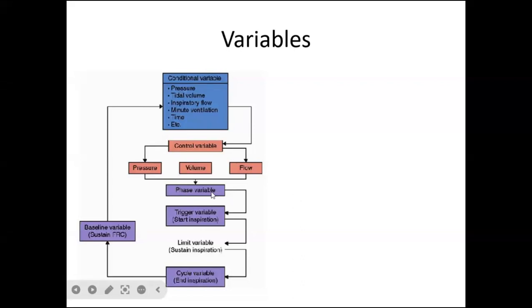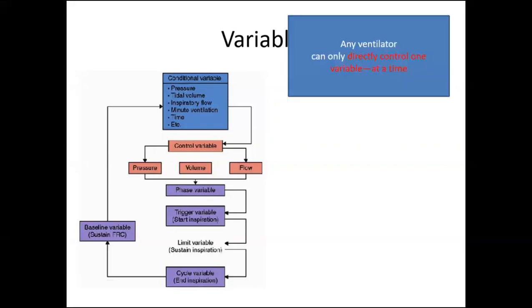So other variables, like phase variables. Phase variables are the ones which will tell when to start inspiration, when to stop inspiration, when to go to expiration, and how much pressure is to be sustained during inspiration. So these are the phase variables. In that you have a trigger variable. Trigger variable is the one which will decide when to start inspiration. Limit variable is the variable which tells you the maximum parameter, that is the volume or pressure, to reach during inspiration. And you have a cycle variable which tells when to stop inspiration and switch over to expiration.